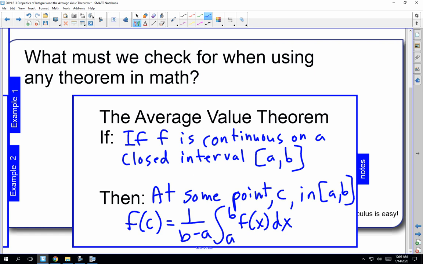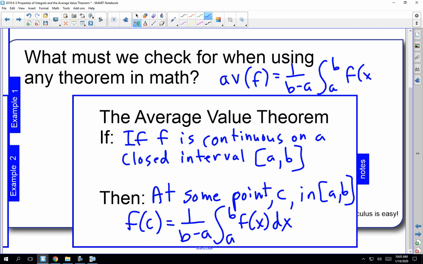Now in the textbook, they actually just define average value. They use this little abbreviation, which I don't know if I've seen before this textbook: AVF, average value of f, is equal to just this part of it. Average value of f is equal to 1 over b minus a times the integral from a to b of f of x dx.